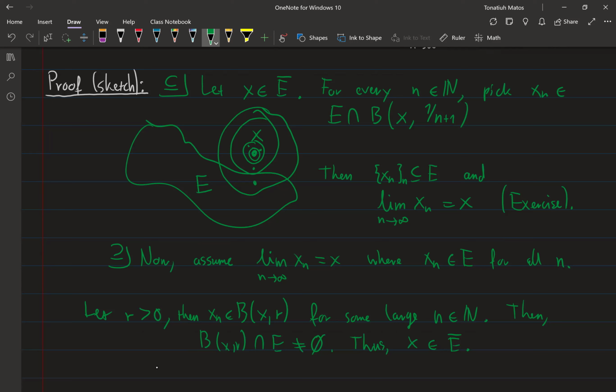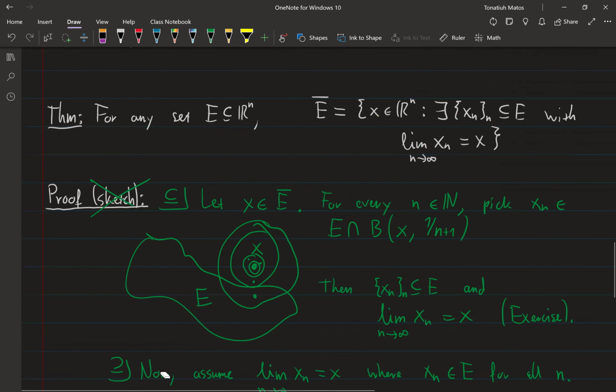Thus X is a point of closure. This is actually a formal proof. I don't know why I said I would just sketch this out. This ended up being a formal proof. I didn't really skip any details, maybe except this one I left as an exercise, but it's not a sketch, right? This is the formal proof. And that's how you show that these two definitions are equivalent.